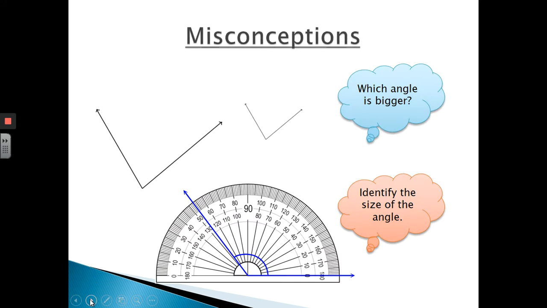Okay, so measuring angles and drawing angles. Later on in Key Stage 2, children will be introduced to a protractor. Now, to measure and draw angles, let's think about some of the misconceptions that children might experience when using a protractor.